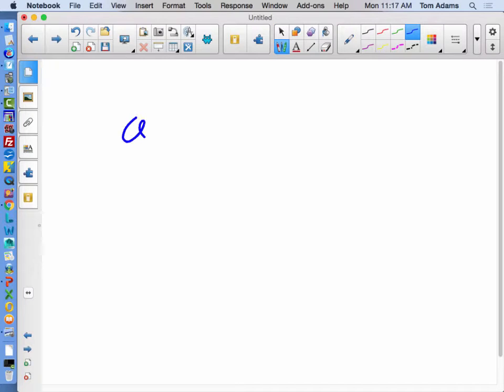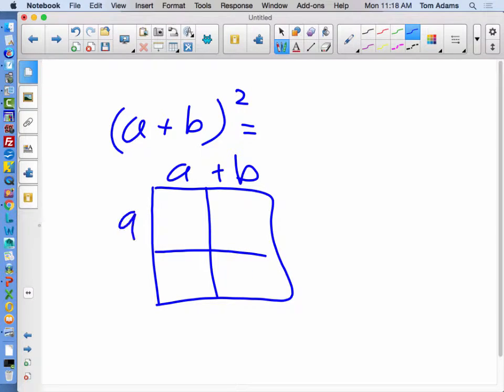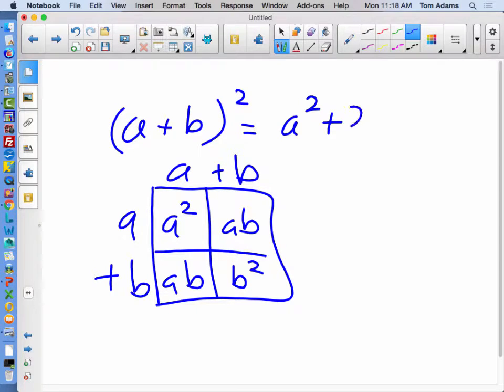If I say a plus b squared, and I draw it out, what I'm really saying is a plus b times a plus b, and I get a squared, ab, ab, and b squared. So the pattern for this is a squared plus 2ab plus b squared. Right? It makes perfect sense.